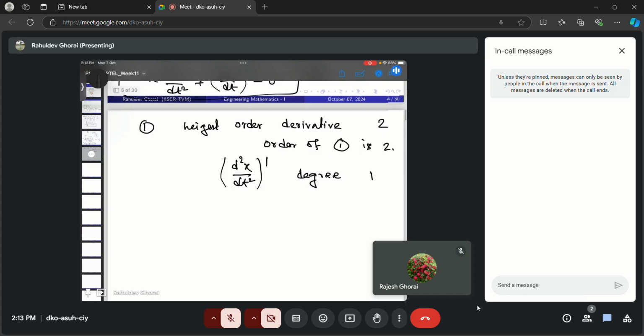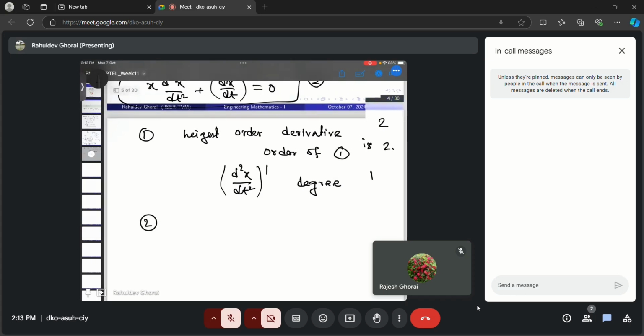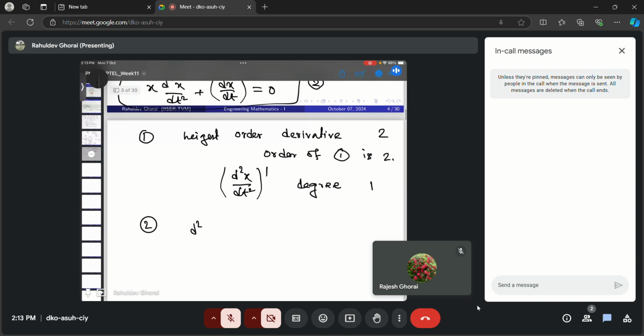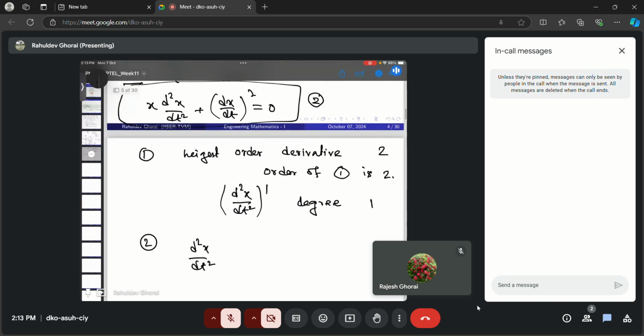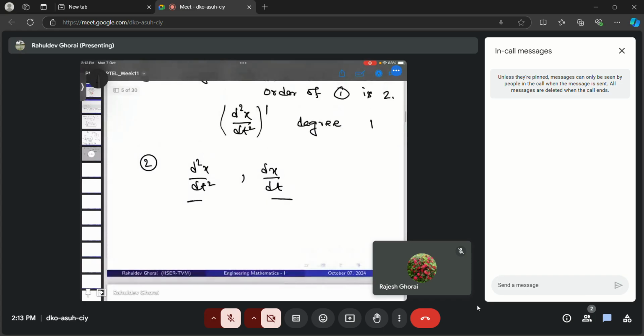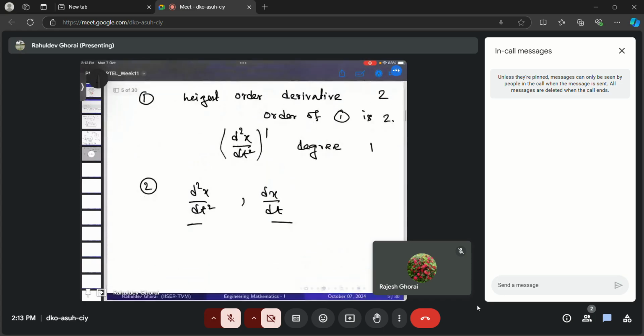And what about the second question? The second one has d2x/dt2. What are the derivatives? They are d2x/dt2 and dx/dt, right? You have only two derivatives here, but the highest order derivative will be this one, so the order will be 2.